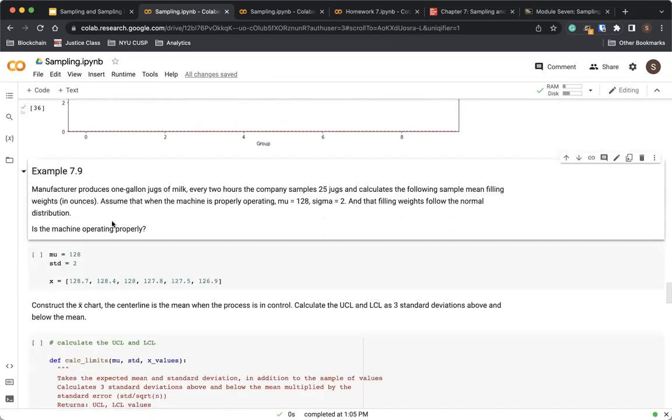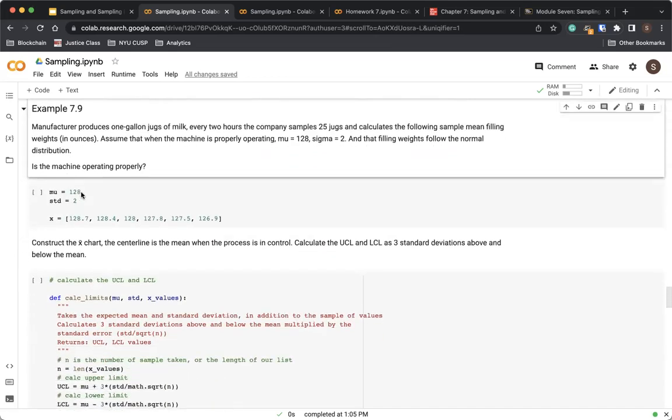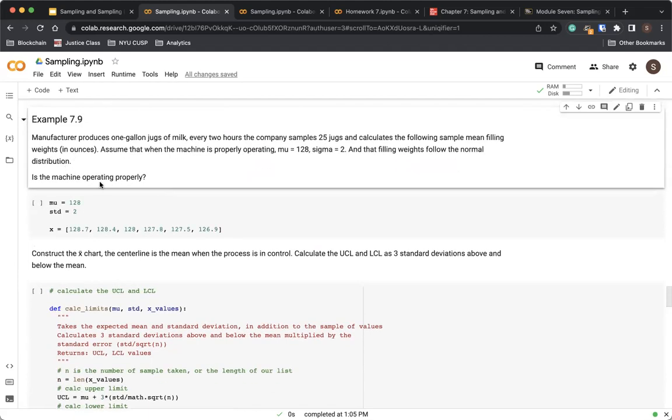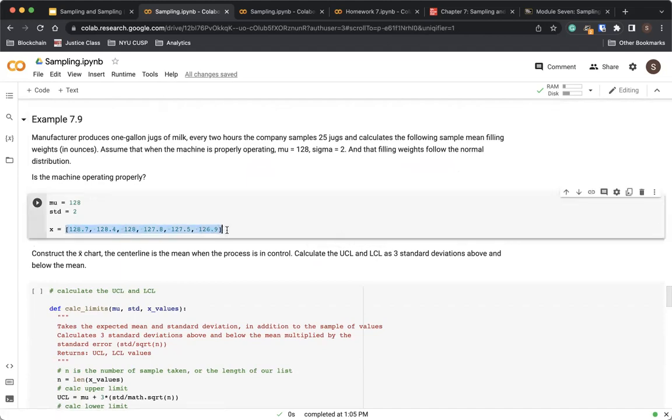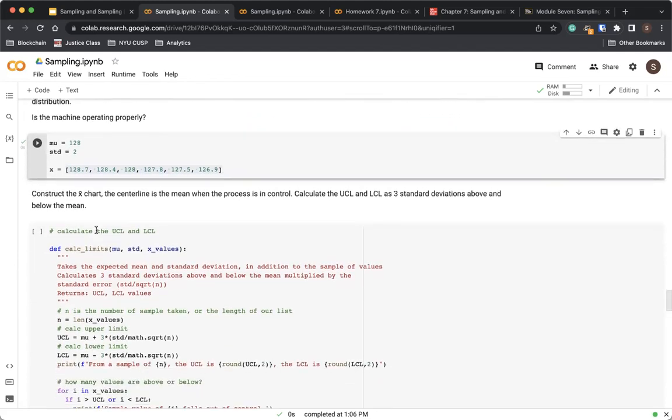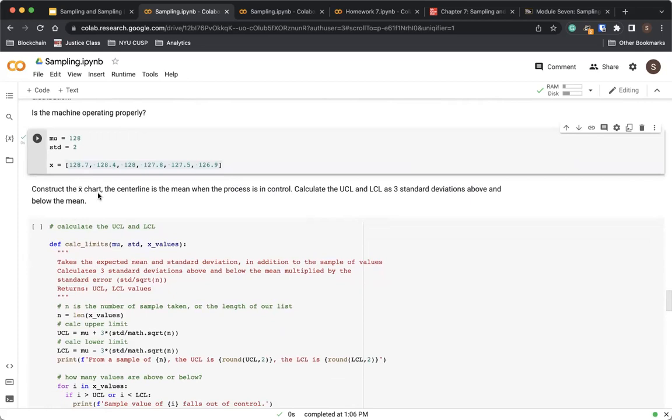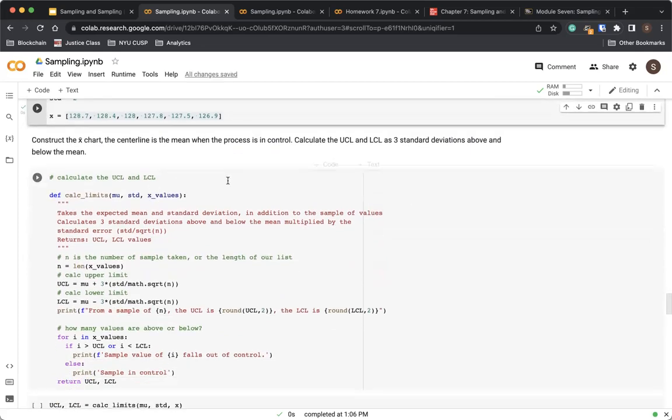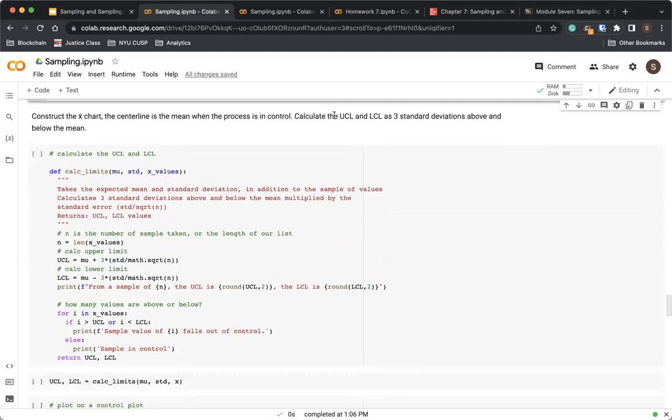So in our example here, we're talking about a milk producing company, and we want to know: is this machine operating properly? So we define the mean and standard deviation, and the textbook provided, I think, about 6 different samples that were taken every 2 hours. We are going to use this small sample to try to inform whether this machine is operating properly. So our goal is to construct this X bar chart, where we have a center line with the mean, and we use this to calculate the upper control limit and the lower control limit, which were defined as 3 standard deviations above and below the mean.